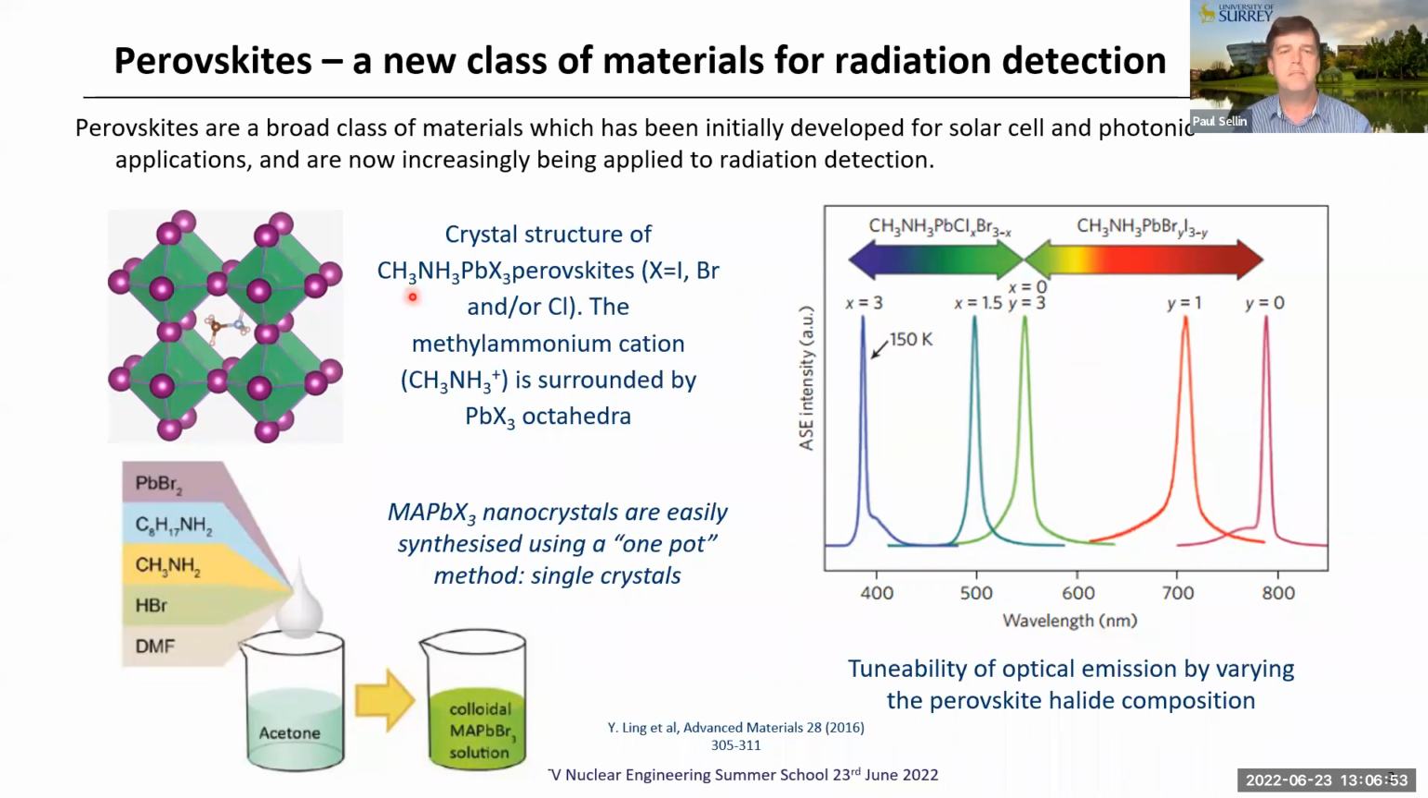So let's look here at an MA lead halide. So CH3NH3, lead, and then the halide ion, which could be iodine, bromine, or chloride. So the structure is unusual. It's a methyl ammonium organic cation shown in this picture sitting in the middle, surrounded by a lead halide octahedra. So it's a very unusual structure. What can we conclude from this structure? Well, the most basic thing, I think, is the tunability of the band gap in this semiconductor, which is quite unusual.